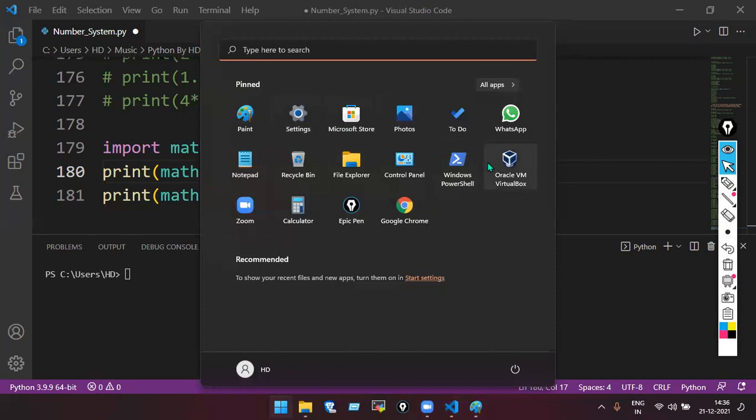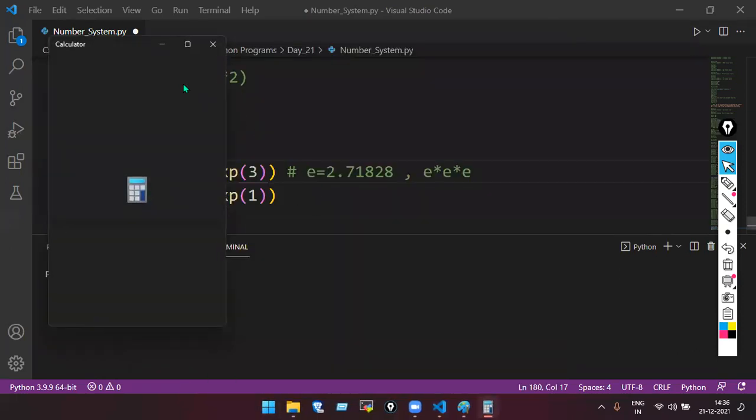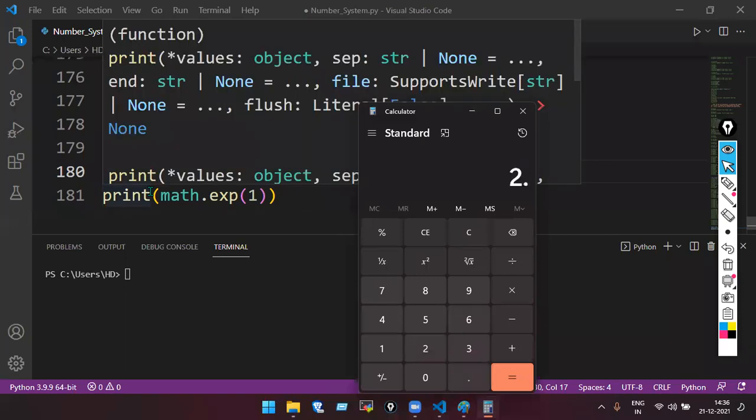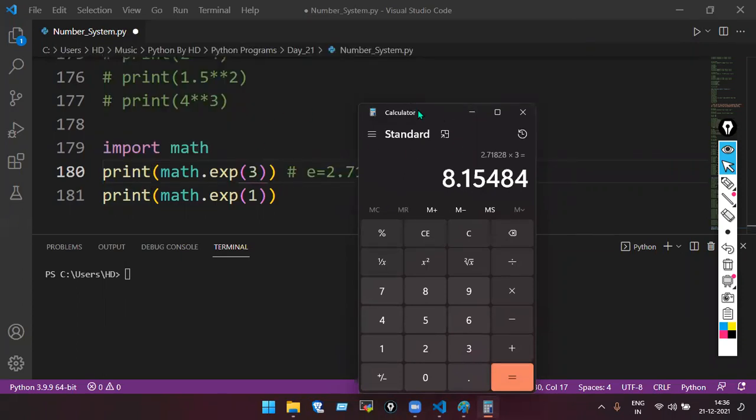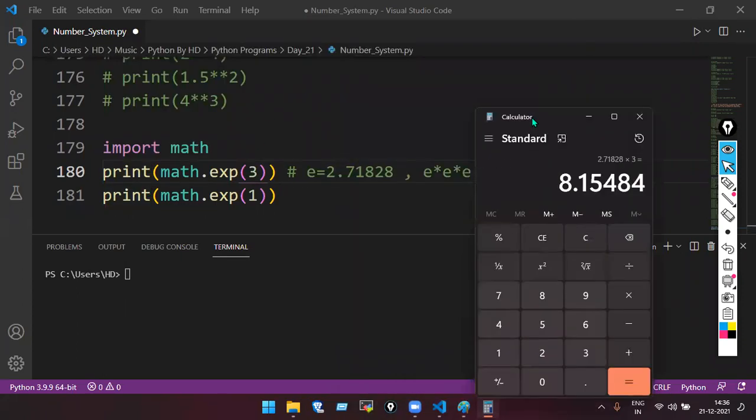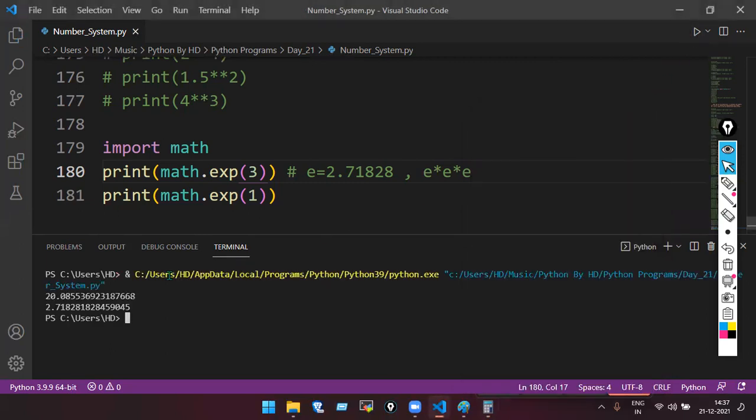But some people, how will they do it? They'll open the calc. I'll show you. What they'll do is 2.71828 into 3. This is the wrong answer. This is not the right way. What is the right way? You have to do 2.71828 into 2.71828 into 2.71828. So this should be your actual answer, 20.085. So let us try to print it now.